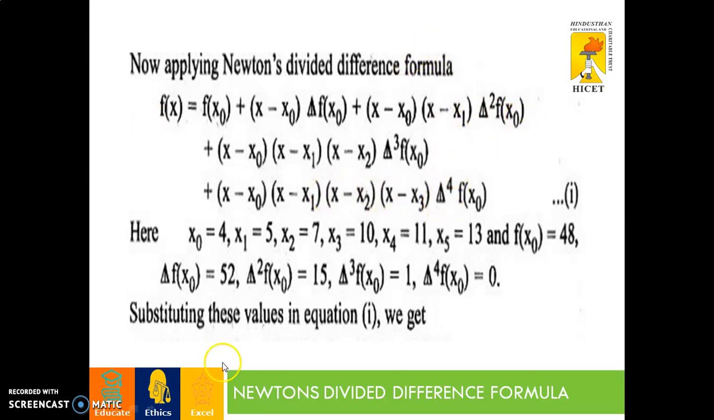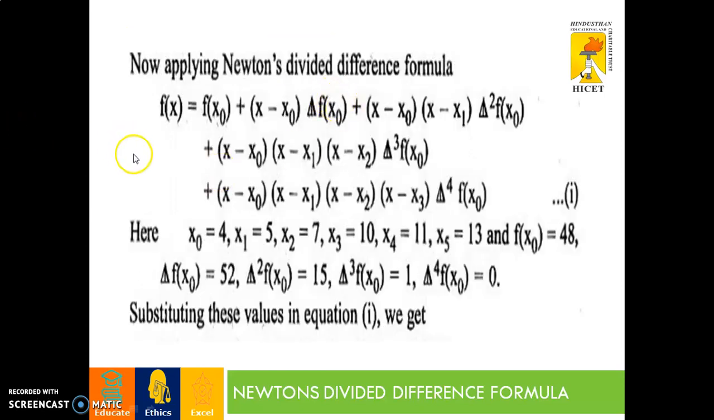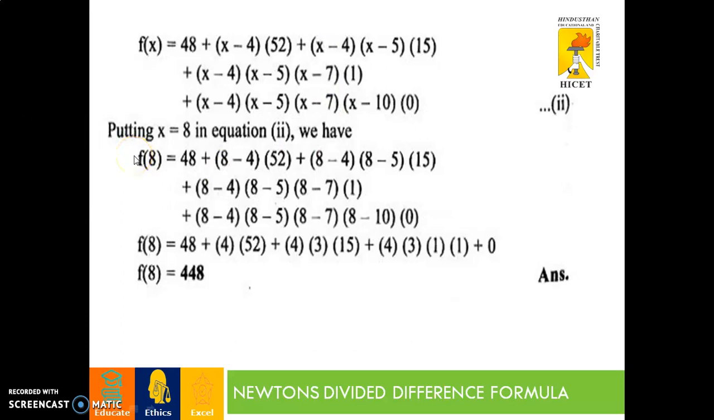So from our problem, the value of x naught is 4, x1 is 5, x2 is 7, x3 is 10, x4 is 11, x5 is 13. And the unknown value x is equal to 8. So f of x naught is 48. So this is x naught, x1, x2, x3, x4, x5. f of x naught is 48. f of x naught, x1, or delta f of x naught, is 52. f of x naught, x1, x2 is 15, or it is equal to del square f of x naught, and so on. So substitute these values in the given formula.